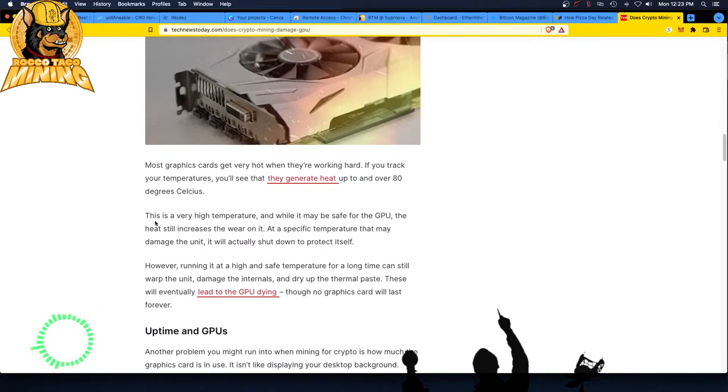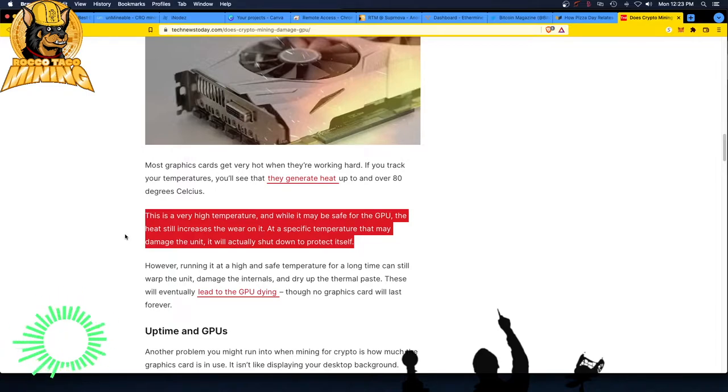Let's see. There's very high temperature. While it may be safe for the GPU, the heat still increases the wear on it. At a specific temperature that may damage a unit, it will actually shut down to protect itself. It's like thermal throttling. One card I know was getting hot in the memory, and it would just start flaking out, and then the miner would crash. And I realized, oh geez, this thing's just getting hot. Took it out of the rig, ripped it apart, put in the copper, bam, it's been running great ever since.